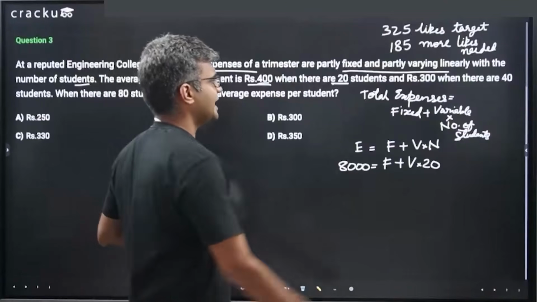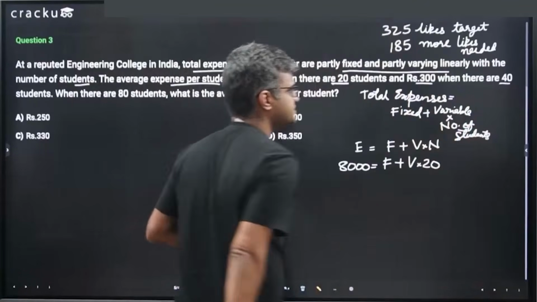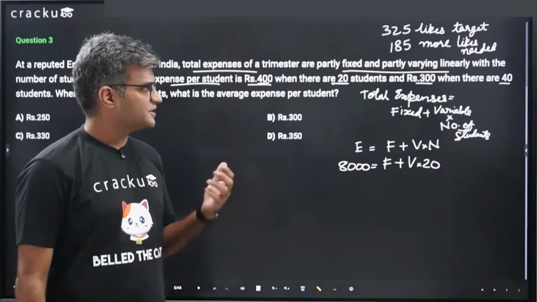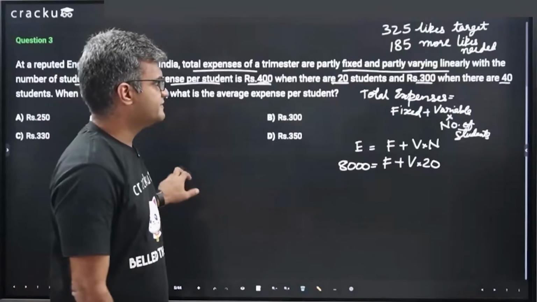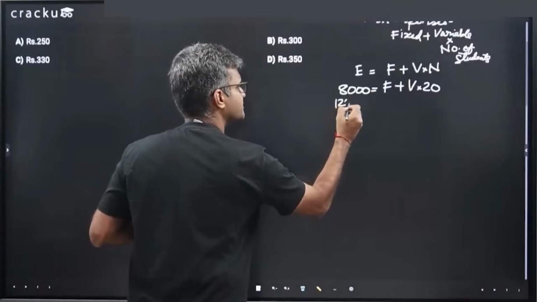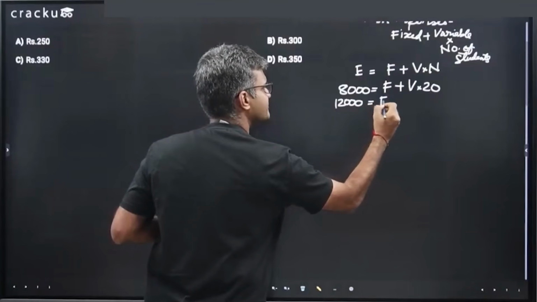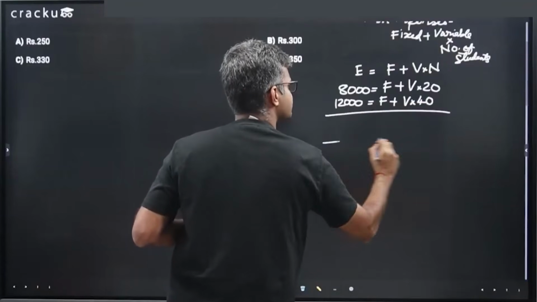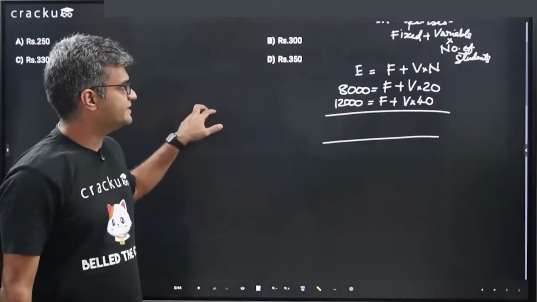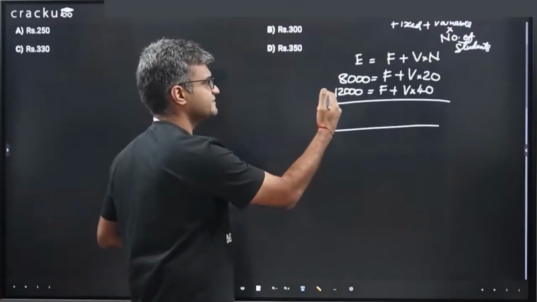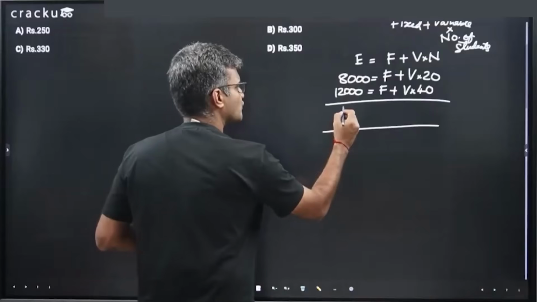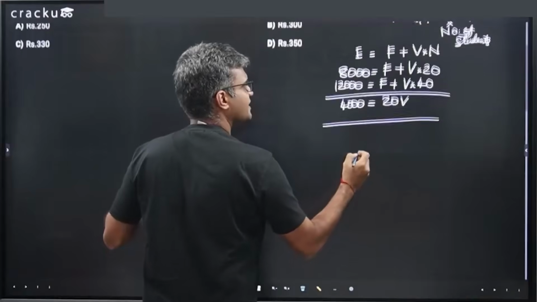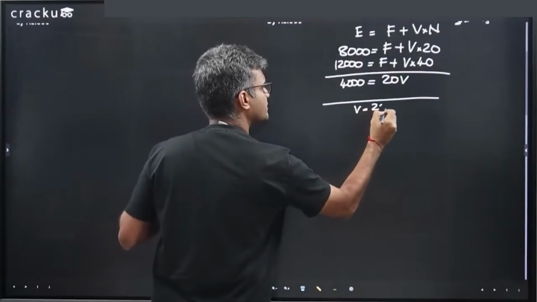Similarly, it is 300 when there are 40 students. When the average expense is 300 when there are 40 students, what is the total expense? The total expense will be 300 into 40, which is 12,000. So this is 12,000 is equal to F plus variable into 40. These are basically the two equations we have. We have to calculate the value of F and V, and we can do that. If you just subtract the first equation from the second equation, you are going to get 4,000. This is equal to 20V, or the value of V is equal to 200.